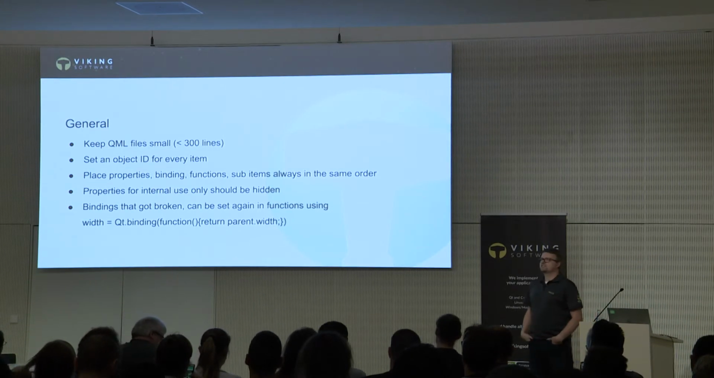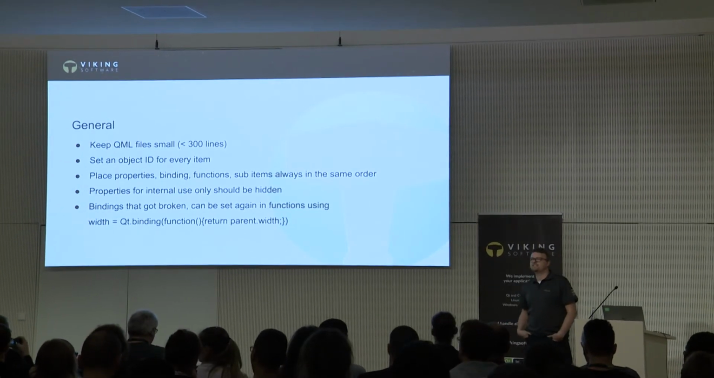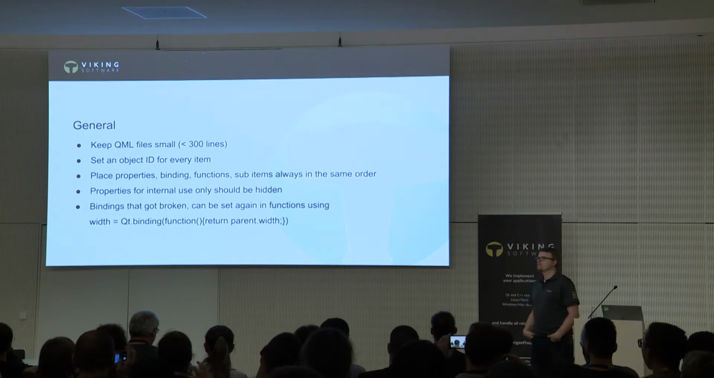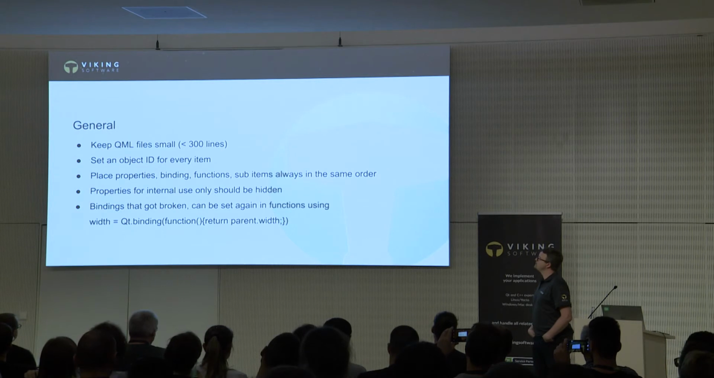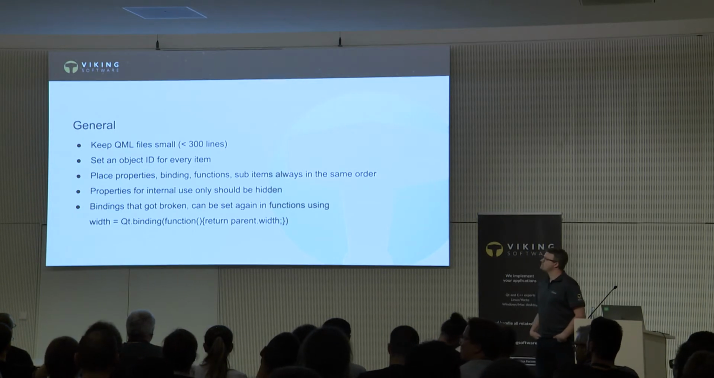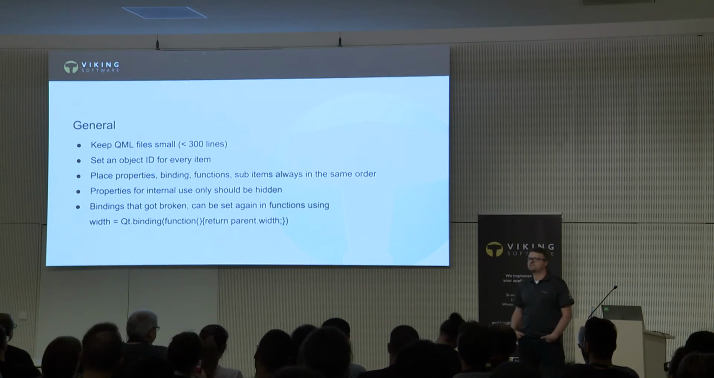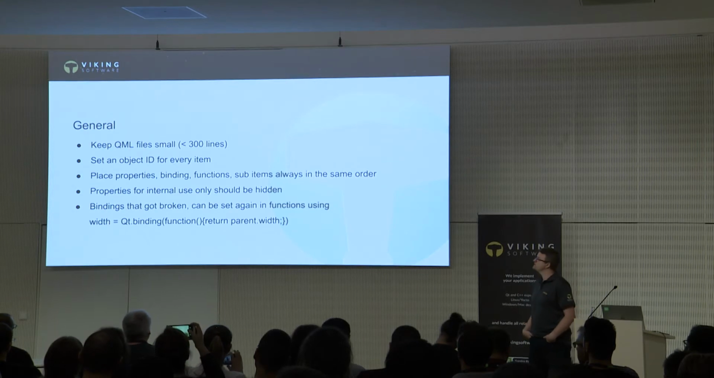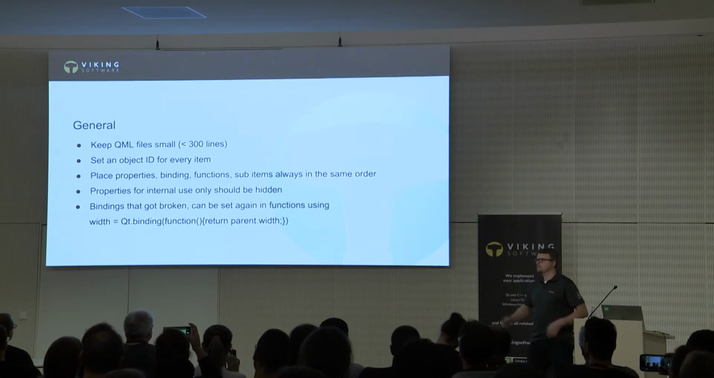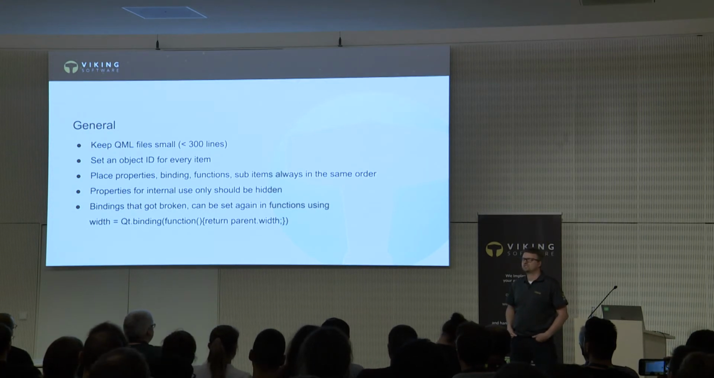Some general rules. It's easy to get messy files with QML, so I personally try to keep them pretty small, 300 lines or less. If it's more, something like 500 lines, then I really try to split it up into different components. Otherwise you get overwhelmed with all those lines, with the missing structure in QML.